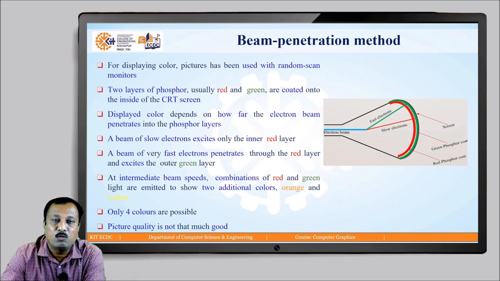A beam with a slow speed excites only the inner red layer, and hence a red phosphor dot will be visible on the surface of the CRT, whereas a very fast electron beam will penetrate through the red layer and excite the outer green layer, producing a green spot on the surface of your CRT. At intermediate beam speeds, a combination of red and green light is emitted to show two additional colors, orange and yellow. Thus, only four colors are possible using this method. Also, the picture quality of this method is not that good.